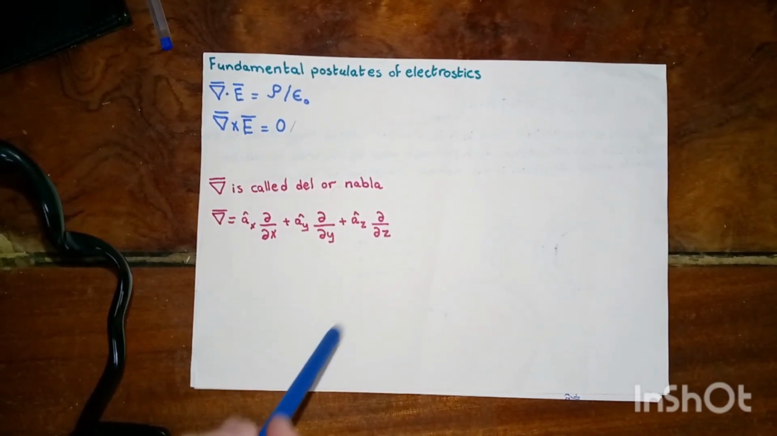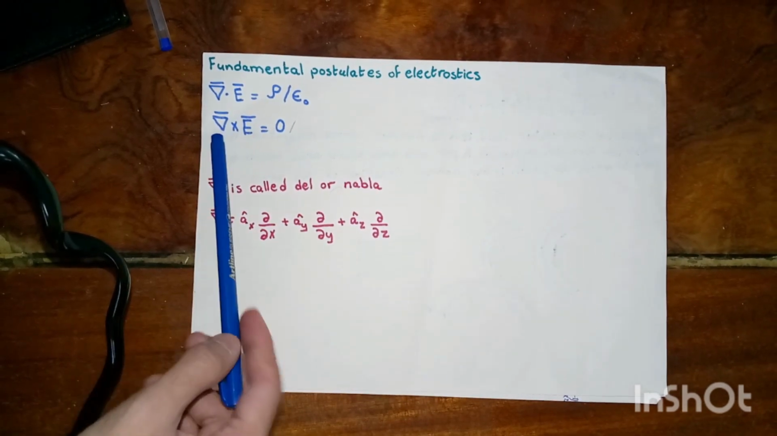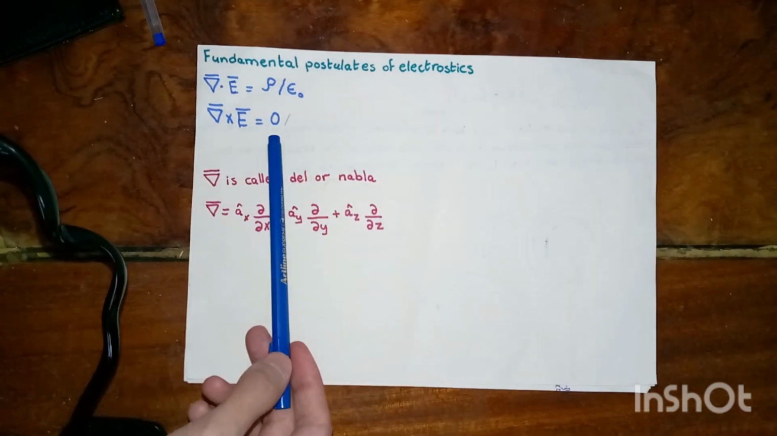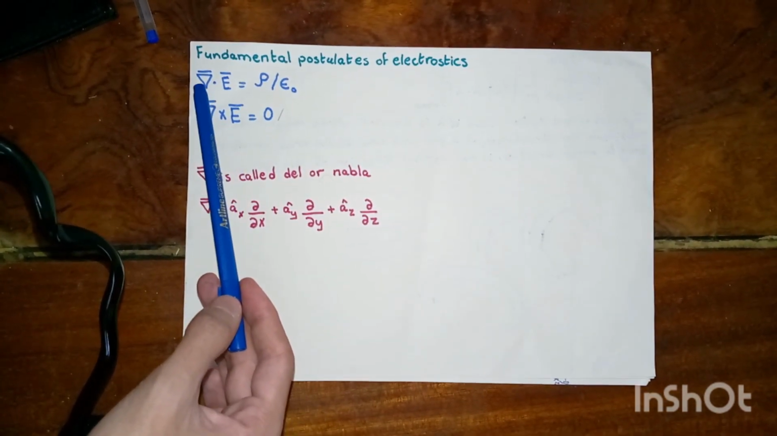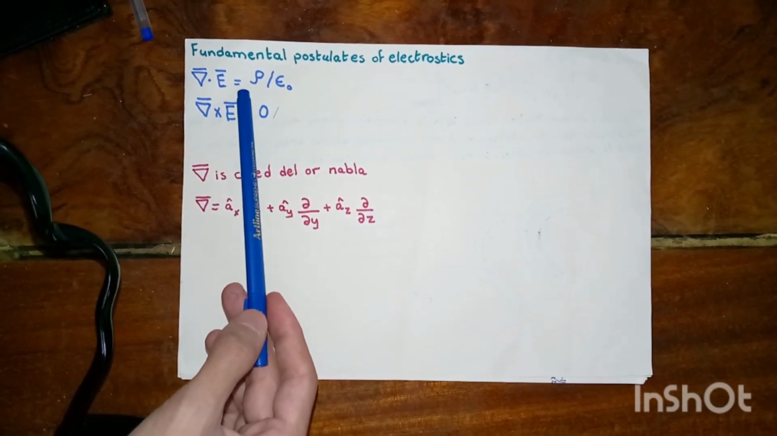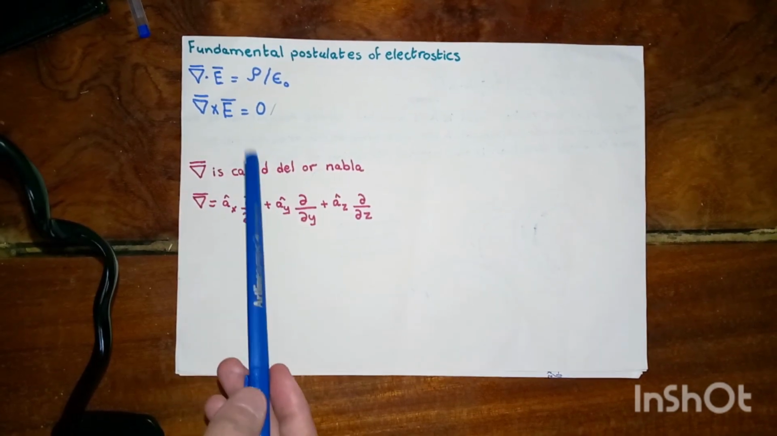Hello everyone. Today we are going to cover the second fundamental postulate of electrostatics, which is that the curl of the electric field equals zero. In a previous video, we talked about the divergence of the electric field and explained it all. I will leave the link of this video in the description. And now let's get started.